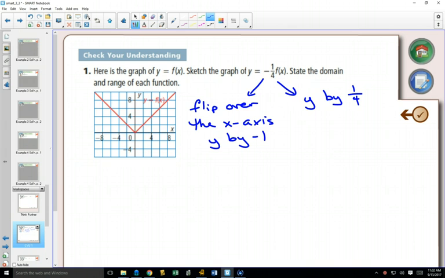When we're doing both of those, we can do them together. Because if I'm multiplying y by negative 1 and I'm multiplying y by 1/4, I can do those both at the same time by multiplying y by negative 1/4.